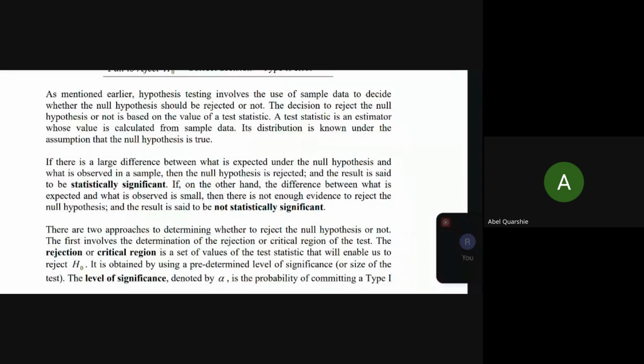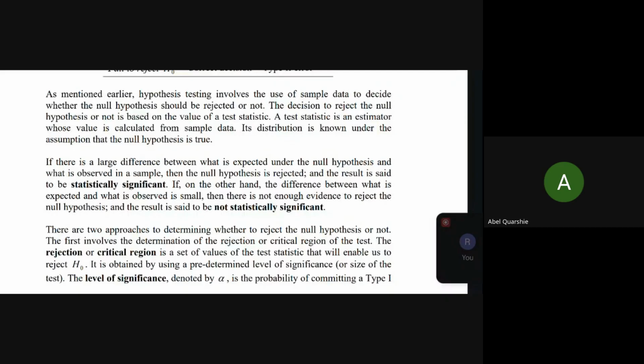If there's a large difference between what is expected under the null hypothesis and what is observed in a sample, then the null hypothesis is rejected. Please take note. I will say that again. If there's a large difference between what you expected under the null hypothesis and what you observed in a sample, then the null hypothesis is what is rejected.